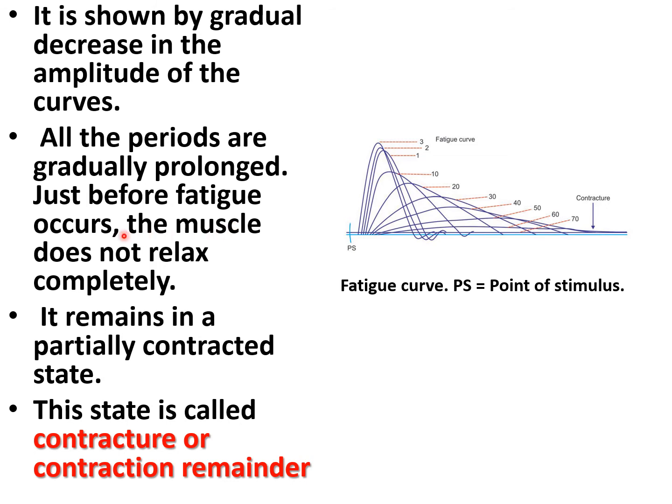Just before fatigue occurs, the muscle does not relax completely, but it remains in a partially contracted state. This state is known as contracture or contraction remainder. So here you can see the muscle does not completely relax, but remains partially contracted, and that state is known as contracture.